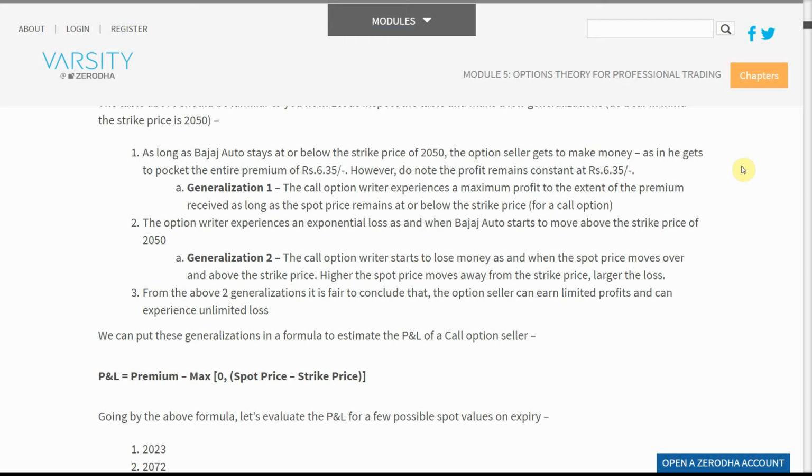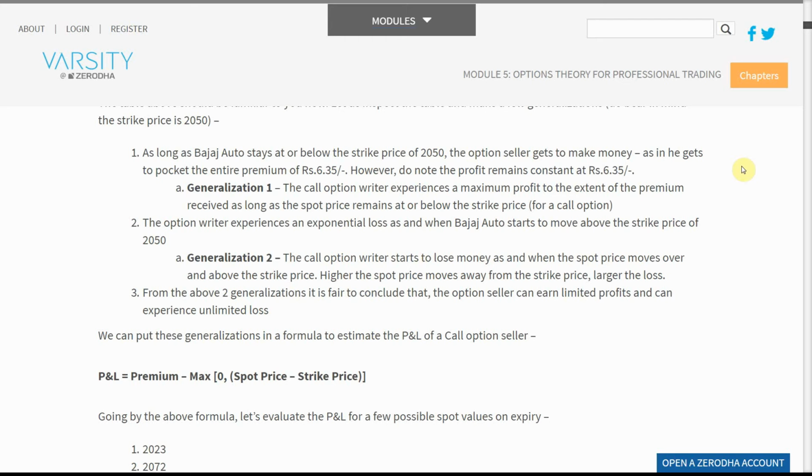The option writer experiences an exponential loss, as in when Bajaj Auto starts to move above the strike price of 2050. Generalization 2: the call option writer starts to lose money as and when the spot price moves over and above the strike price. The higher the spot price moves away from the strike price, the larger the loss. From the above two generalizations, it is fair to conclude that the option seller can earn limited profits and can experience unlimited loss. We can put these generalizations in a formula to estimate the P&L of a call option seller.